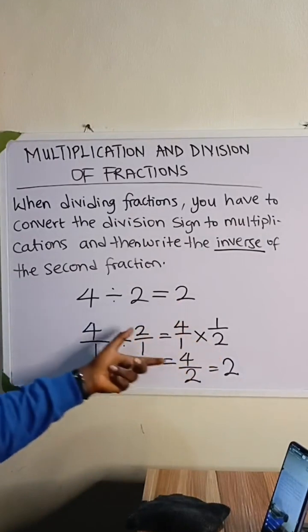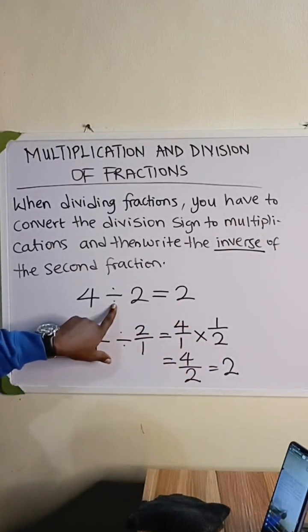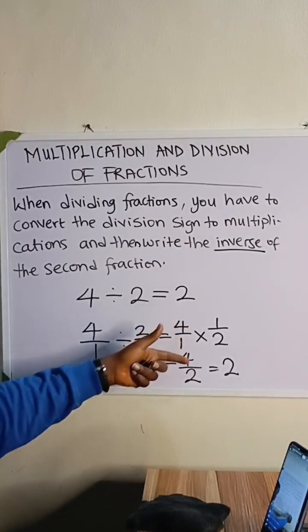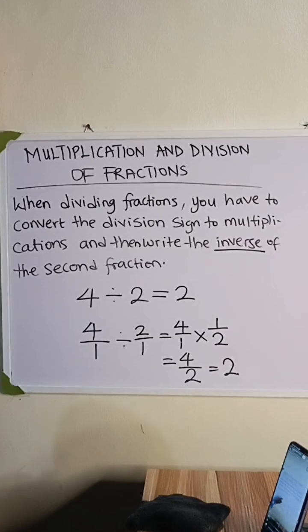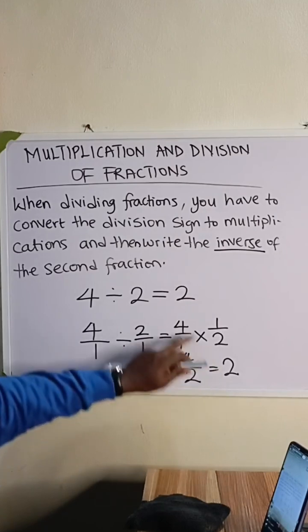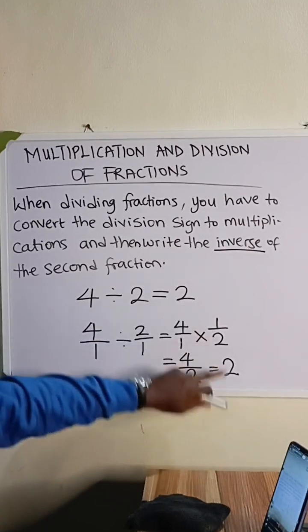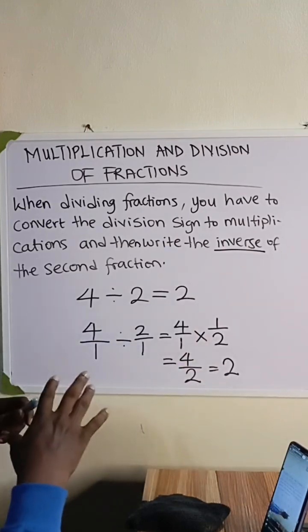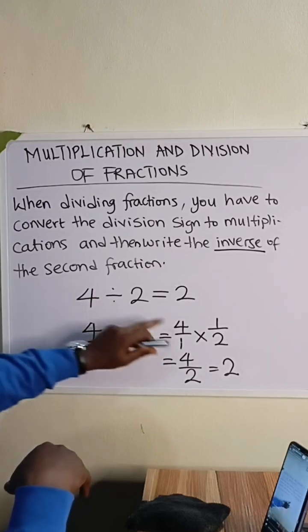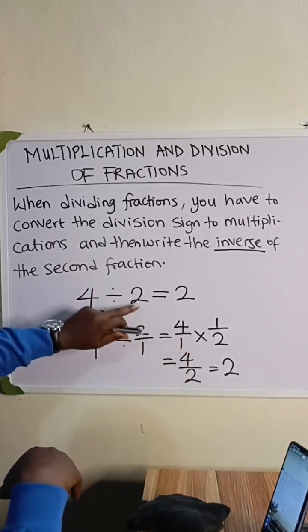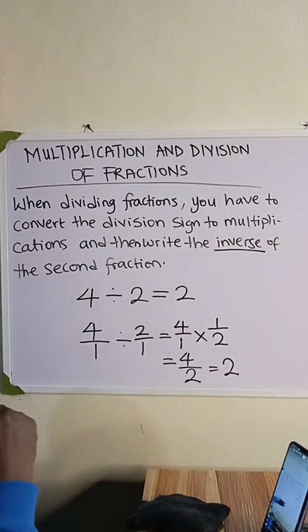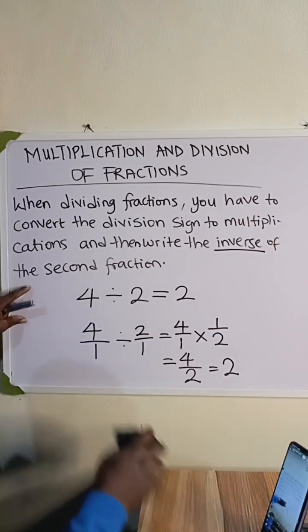By following this process, not just by writing a division sign, right? It might look as if I'm just repeating the same thing. If you try it with, let's say, 10 divided by 2 or 10 divided by 5, if you follow this process, you're going to confirm that this is the correct answer. Okay. So I'm just trying to show you why you should convert the division sign to multiplication and write the inverse of the second fraction. So let's look at some examples.